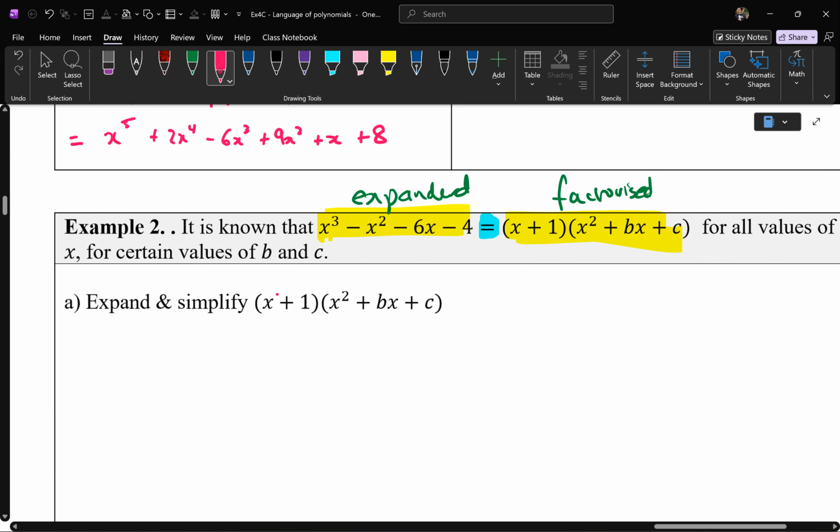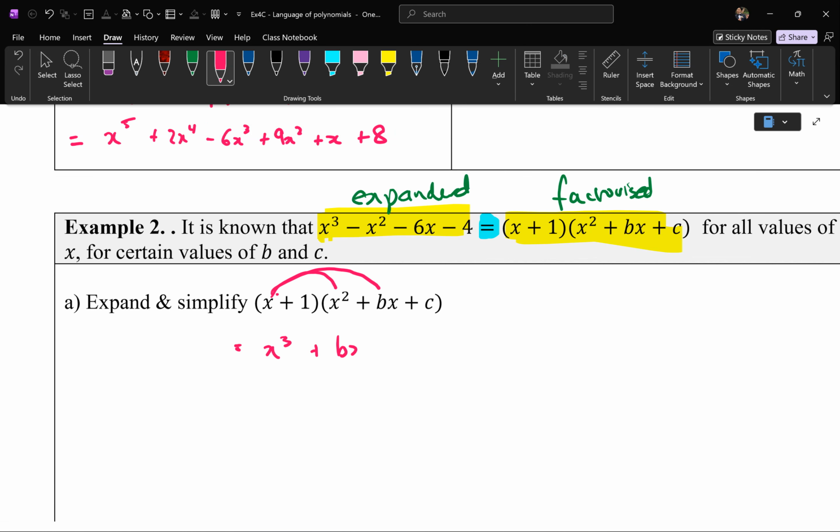So very simple idea. x times x squared gives you x cubed. x times bx gives you bx squared. And then x times c is plus cx. Then we've got 1 times x squared, so plus x squared. 1 times bx is plus bx. And then 1 times c is plus c. Cool, we've expanded. Now we need to simplify.